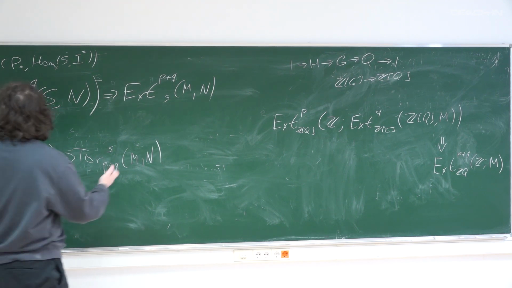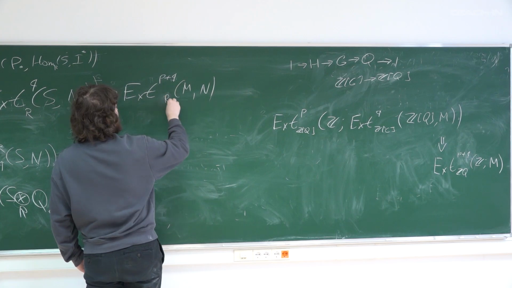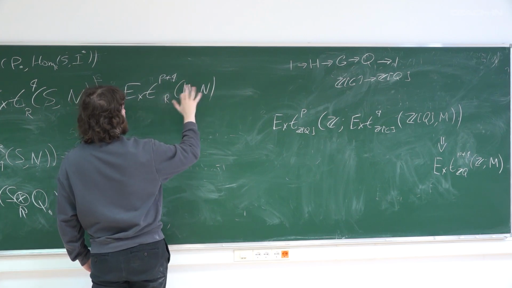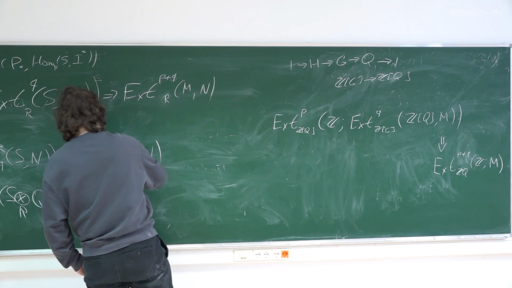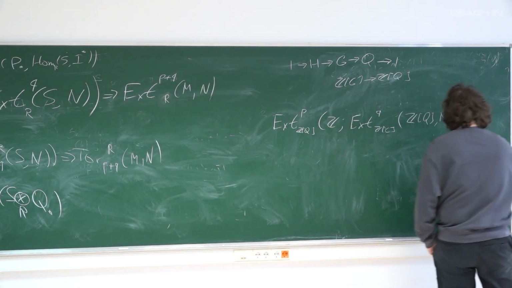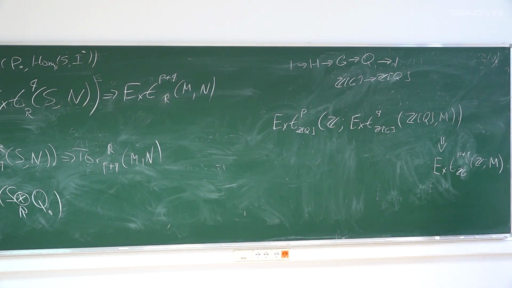Sorry, because here, of course, here R. No, it does not make sense because one of this module only R module. Yes, and here R. Yes, G, because M is G module, it's not Q module.